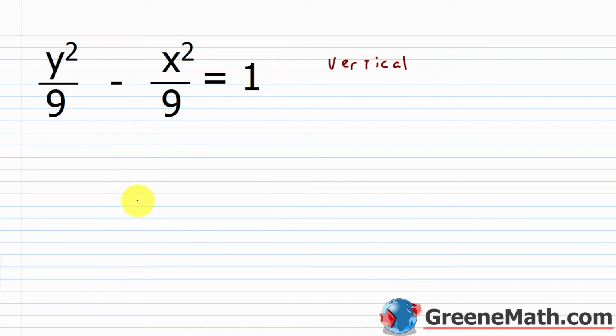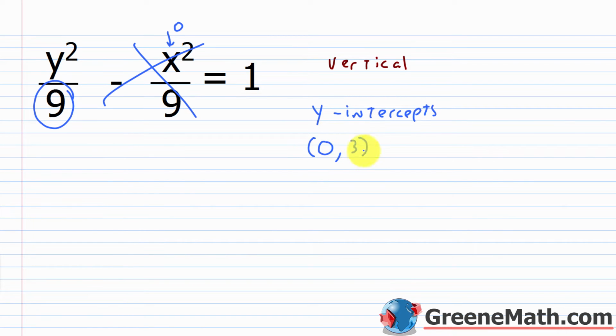We know how to find our x-intercepts and y-intercepts. If I want the y-intercept, I plug in a 0 for x and I solve for y. We know that this would just go away. And we know from our last lesson that the shortcut is I can just take the positive and negative square root of that denominator there. Plus or minus the square root of 9 is plus or minus 3. So my y-intercepts would occur at 0, 3 and 0, negative 3.